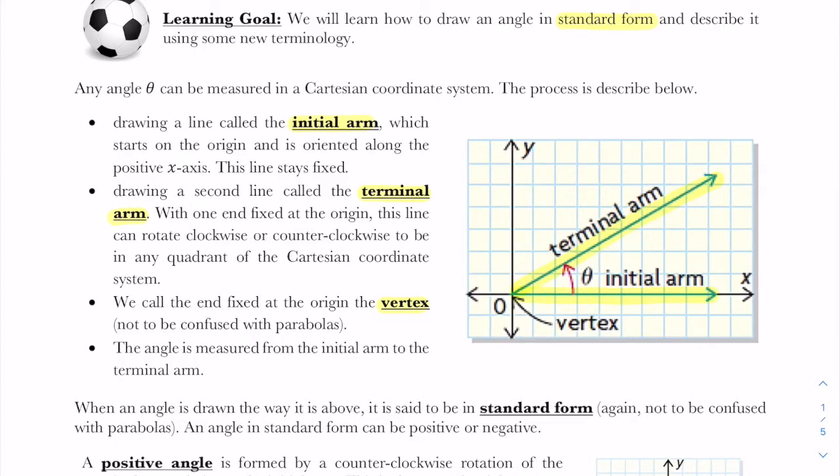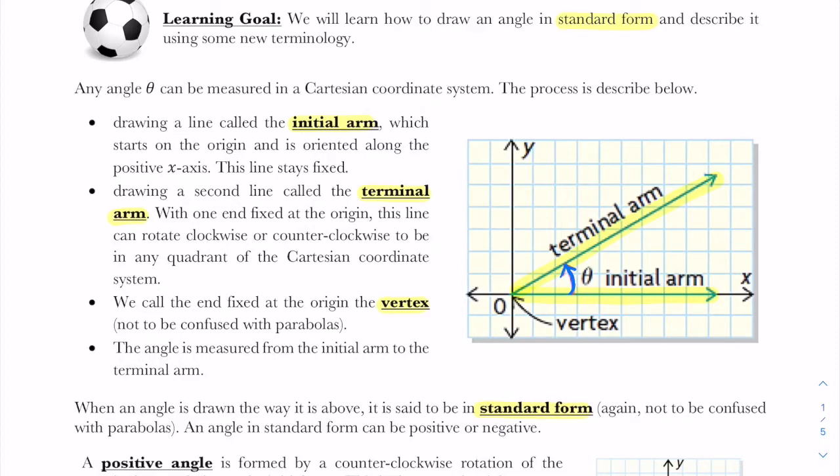And finally, the angle is measured between the initial and the terminal arms. This can be seen in the picture to the right. And this is how we draw an angle in a Cartesian coordinate system. When an angle is drawn this way, we say that it's in standard form. Please don't confuse this again with parabolas. And that's a lot of new terminology to begin this lesson. So please make sure you're familiar with them, as I'll be using them throughout lessons 3 and 4.